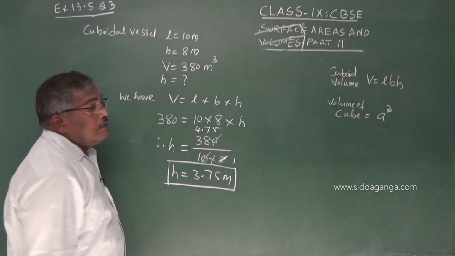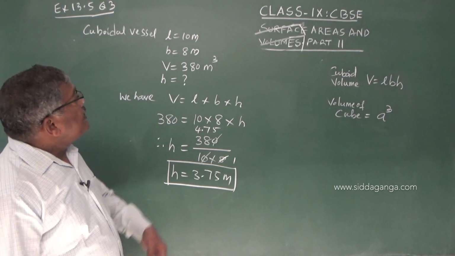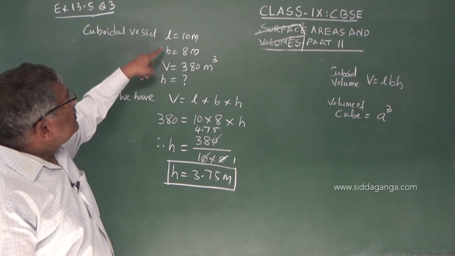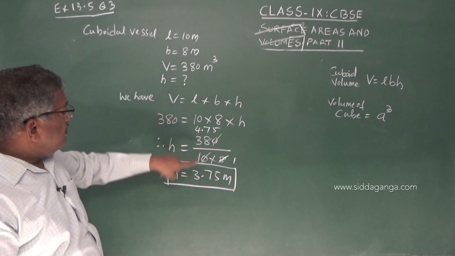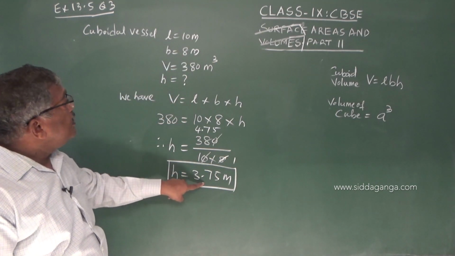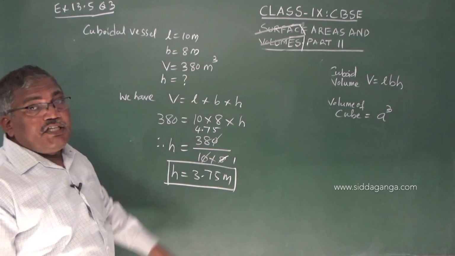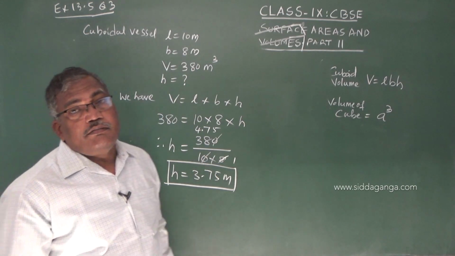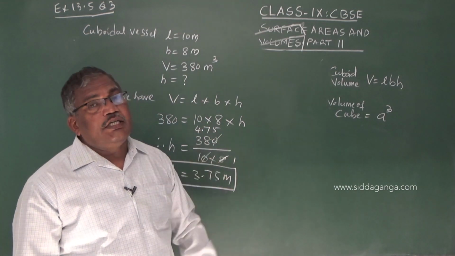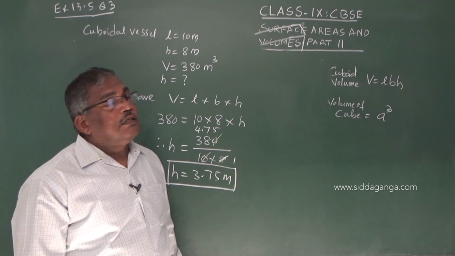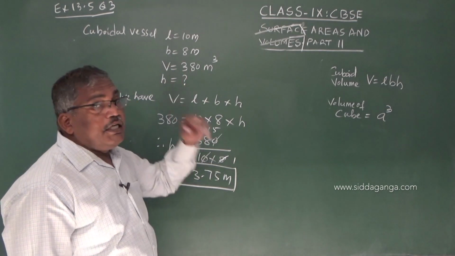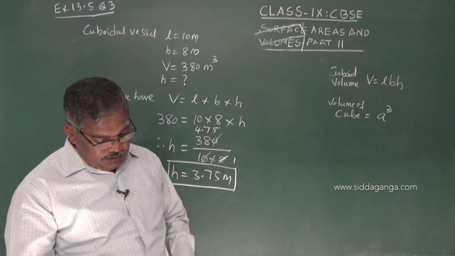That's all. So a tank of length 10 meters, breadth 8 meters and height 3.75 meters will hold 380 meter cubes of water, or into 1000 liters, that means 3,80,000 liters.